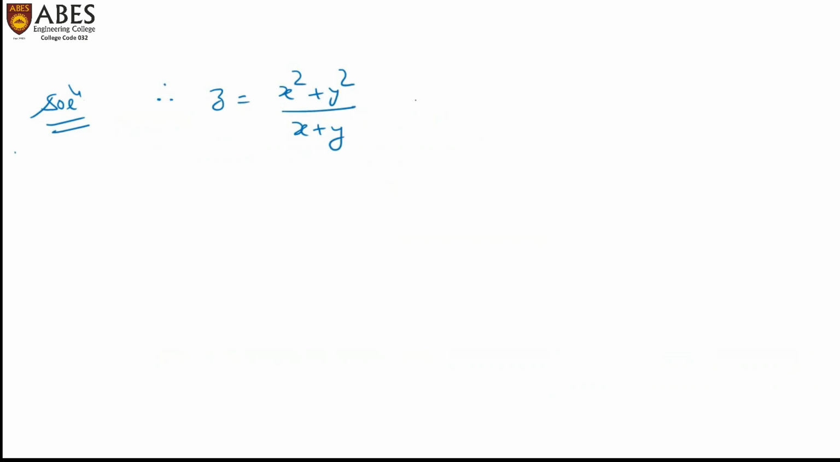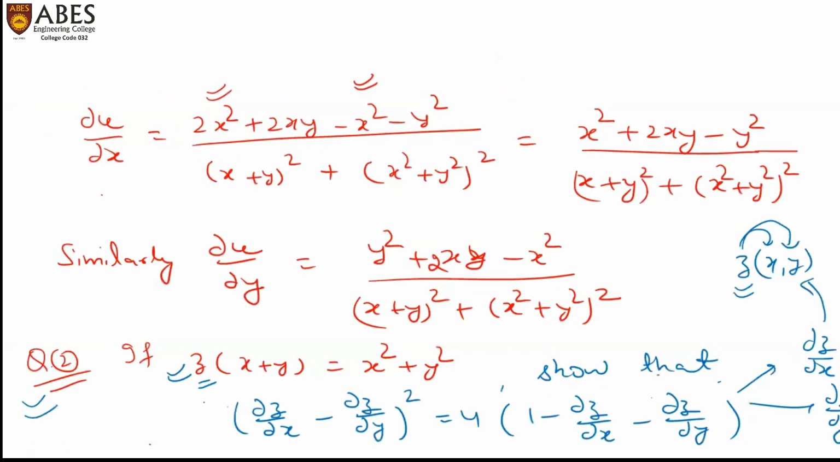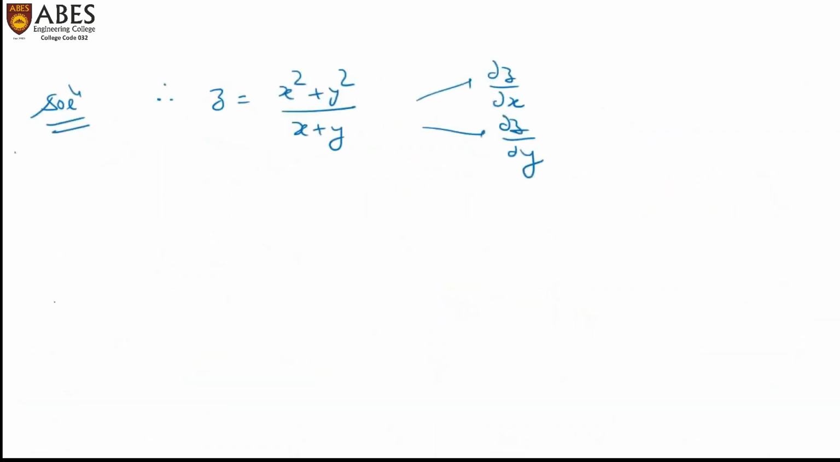So let us find del z upon del x and del z upon del y, and then we will put these two values in the left hand side and right hand side of the required result. Obviously both values will be the same, so we can easily prove this result. Correct. So let us solve. Let us find del z upon del x.